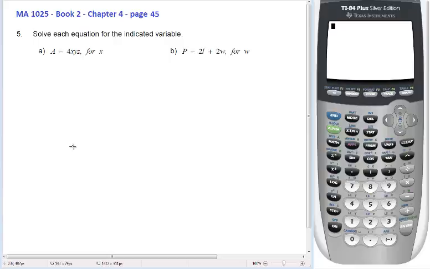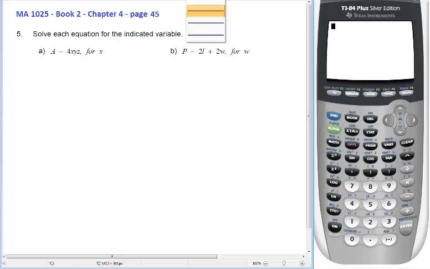Morning students, today we're going to look at a solution to number 5. It's on page 45 of your practice sample quiz at the end of chapter 4 in book 2 of your MA1025 booklets. And it's asking us in this particular question to solve for the indicated variable. So it's a topic called rearranging equations, and it's a good skill to have. So taking an equation and solving for a particular variable.